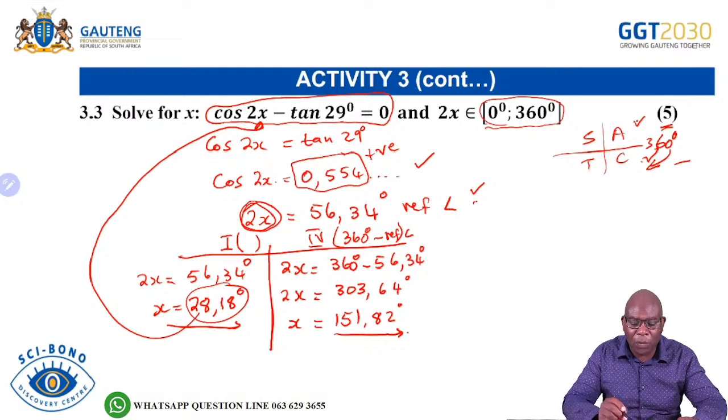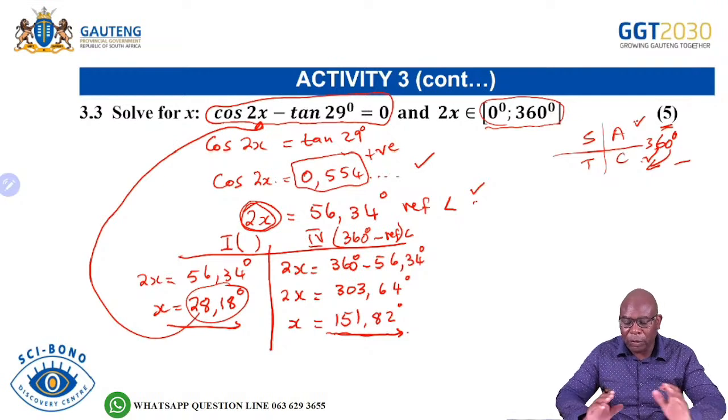You can do it now. You can go to your calculators, say cos of 2 times 28.18 minus tan 29 degrees. The answer that you must get must be very close to 0, like 0,00. Or you can take the x and substitute it by 151,82, then you say minus tan 29. You will also get a value that is very close to 0. Very, very important question here.